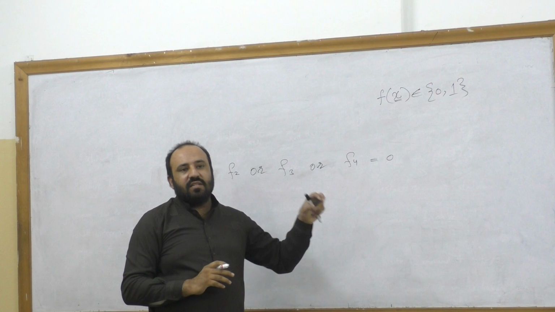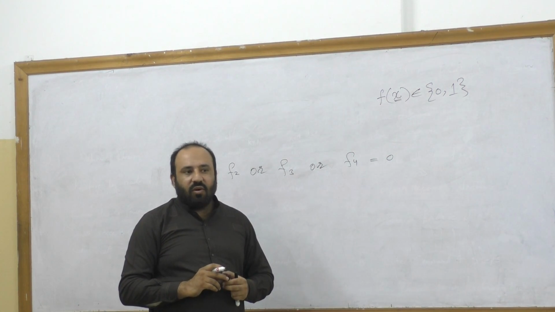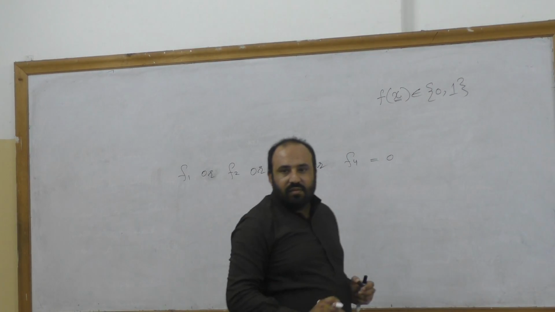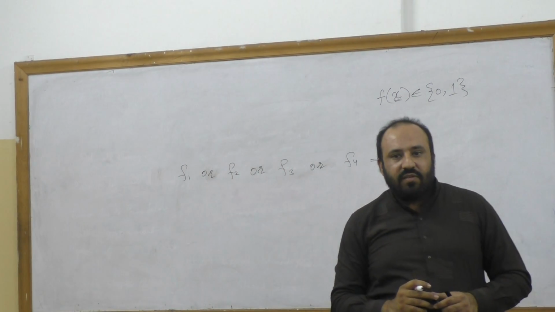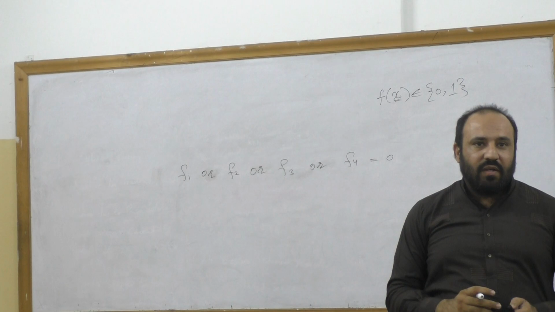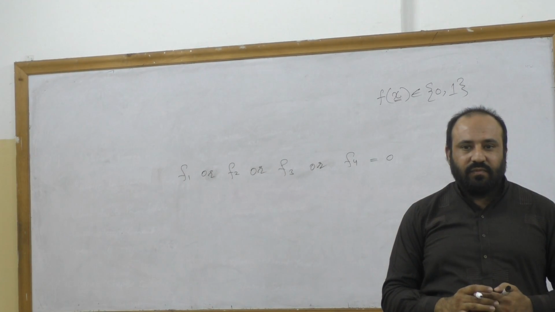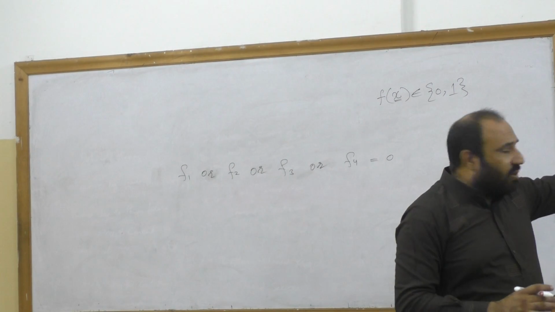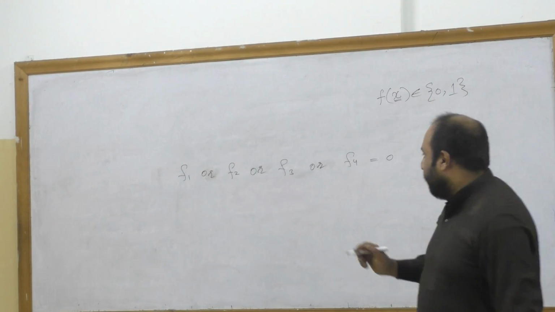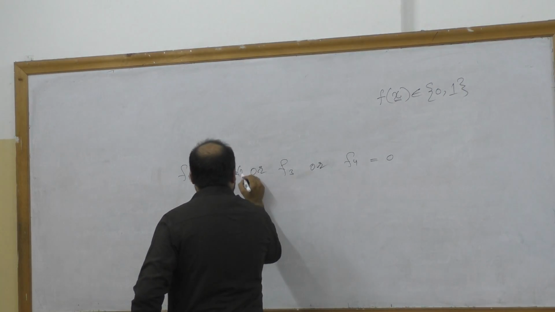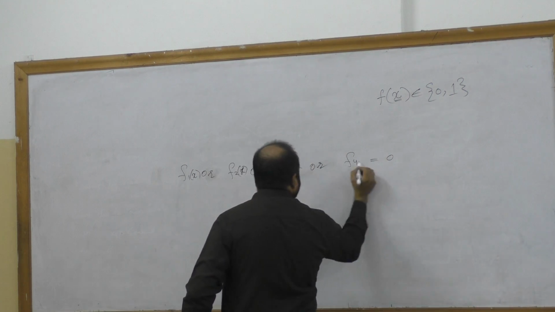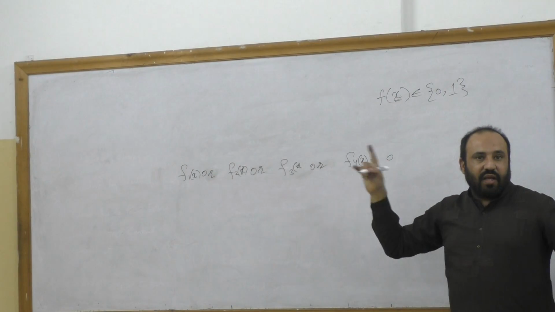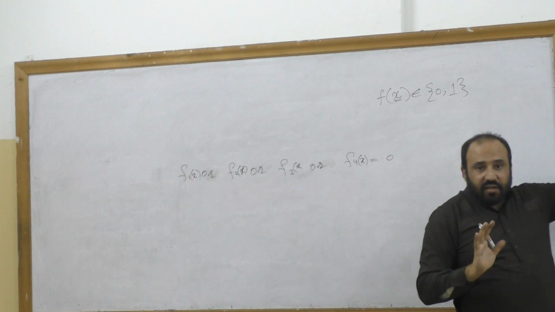If any one is 1, then the total is not 0. So if this or this or this, if that is 0, that means the point belongs to class 0. Otherwise the point belongs to class 1. Make sense? In this particular case, if f1(x), f2(x), f3(x), f4(x), if all of these are 0, then x belongs to class 0. Otherwise it belongs to class 1 in this particular case.